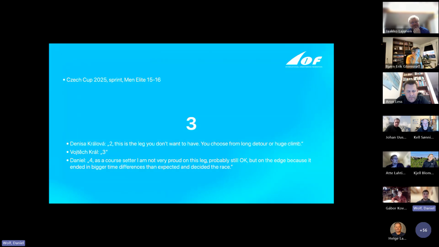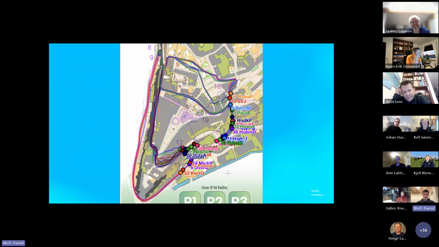Me personally, I put 4 because as a course setter, I'm not very proud of this leg. Probably it was still okay, but to me, it was really on the edge because it ended in a bigger time difference than I expected. And in the end, the leg decided the whole race. It was clear to me from the beginning that the fastest route choice would be the fastest. I wanted to have the fastest.